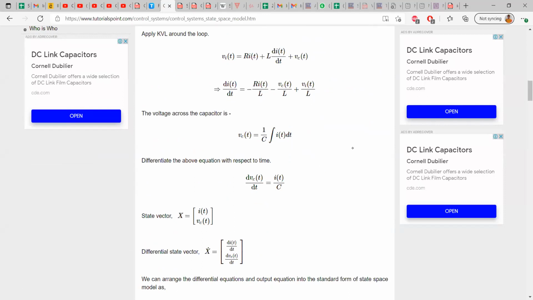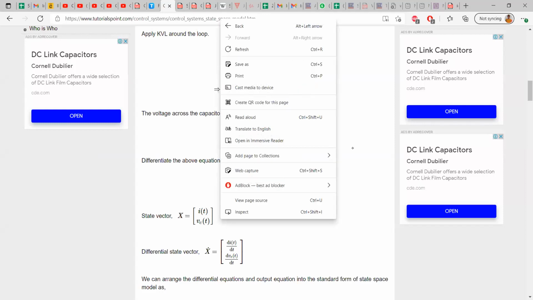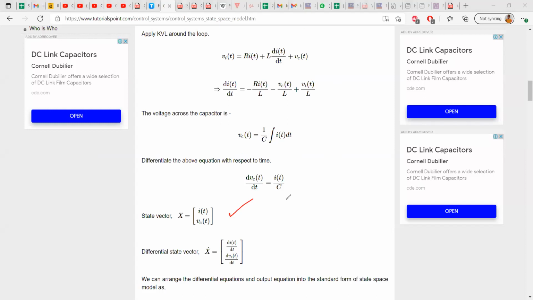Is it clear? We are represented in the matrix. State vector which contains the state variables as the elements. In this circuit, the state variables are current flowing through the inductor and voltage across the capacitor. Why? Because we have inductor and capacitor as the storage elements in this circuit. So if you find the differential state vector, which is x dot, you have to differentiate di by dt and dvc by dt. So this is the differential state vector.